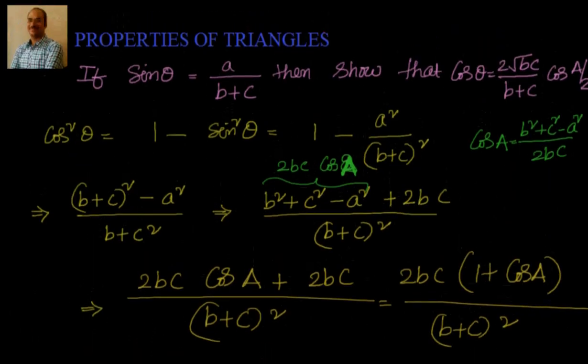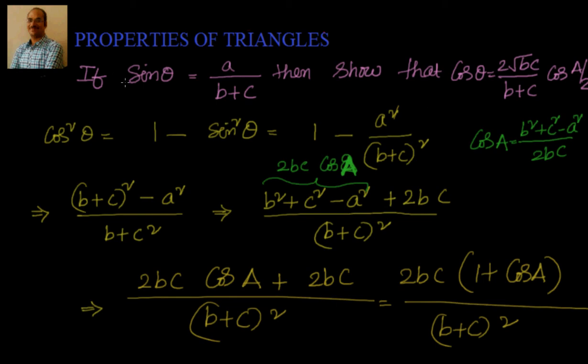The same problem can be asked in another way, by giving cos theta equal to a by b plus c, then prove the value of sin theta, which is also equal to 2 root bc by b plus c into cos of a by 2. So the value can be asked by giving sin theta to prove cos theta, or by giving cos theta to prove sin theta. The same example.